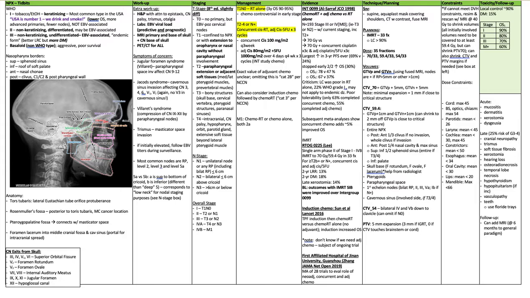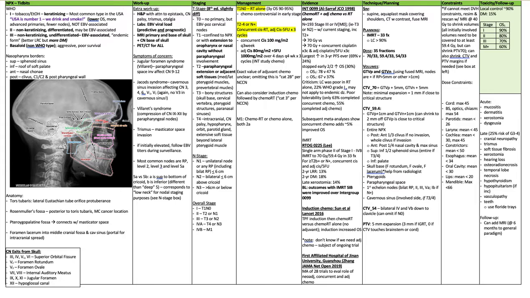The pterygoids, the parapharyngeal space, and the first echelon nodes, which would probably be bilateral retropharyngeal, levels 2, 3, 5A, 1B if they're actually positive nodes clinically. And the cavernous sinus, the involved side if we're talking about a T3 or T4 tumor. CTV 54 is bilateral 4 and 5B down to the clavicle. You can omit if it's node negative. PTV is a 5 millimeter expansion, 3 millimeter with IGRT, 0 if the CTV is touching the brainstem or cord.